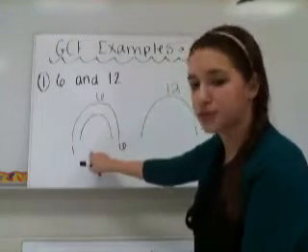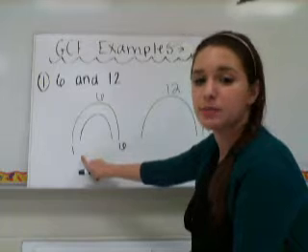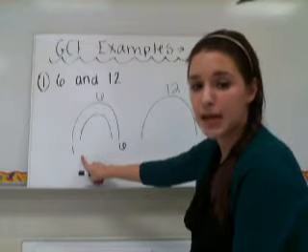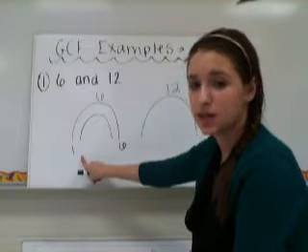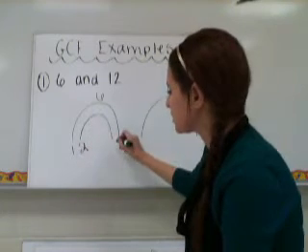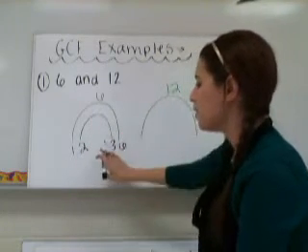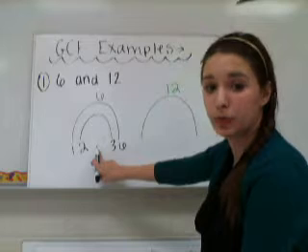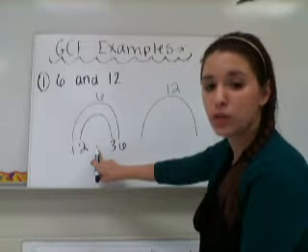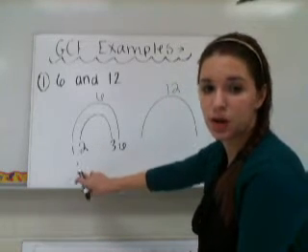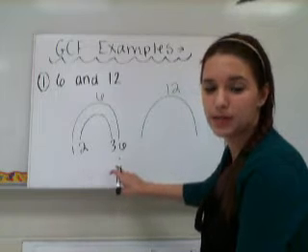Then I draw another half circle underneath, and I go to the next number after 1, which is 2. I ask myself, can 2 go into 6? Yes, it can. 2 goes into 6 3 times. Because there's nothing in between 2 and 3 as a whole number, you know that you're finished. The factors of 6 are 1, 2, 3, and 6.